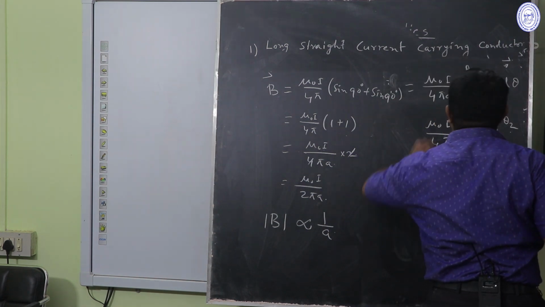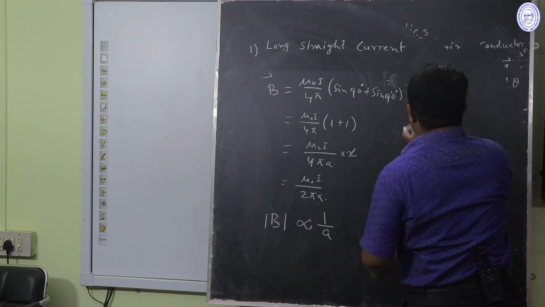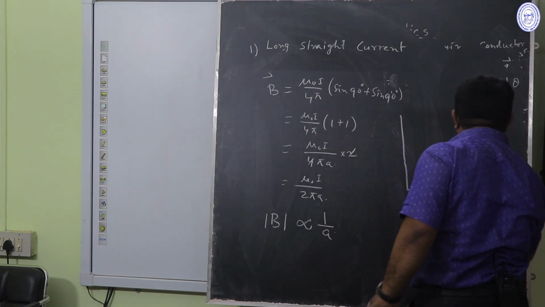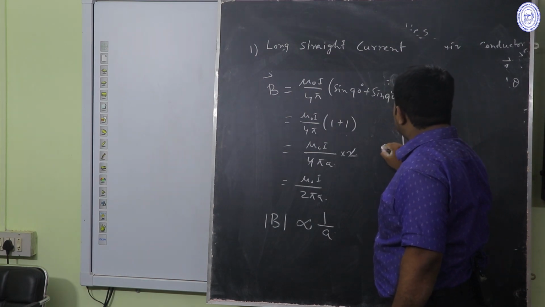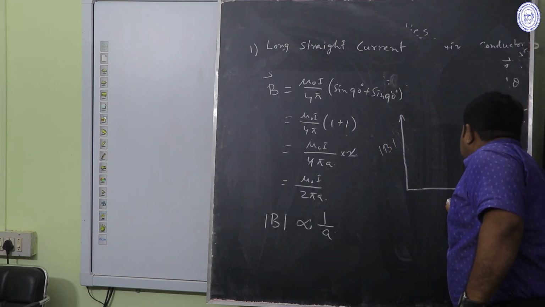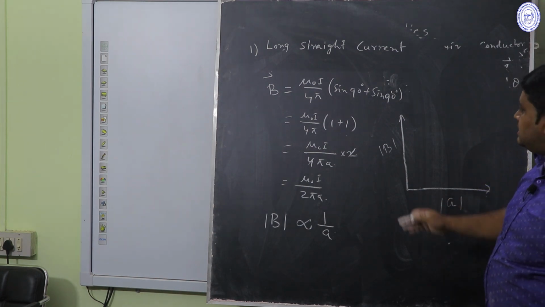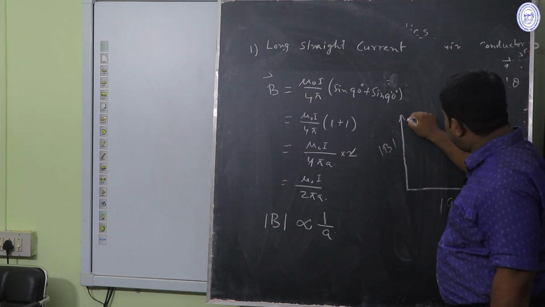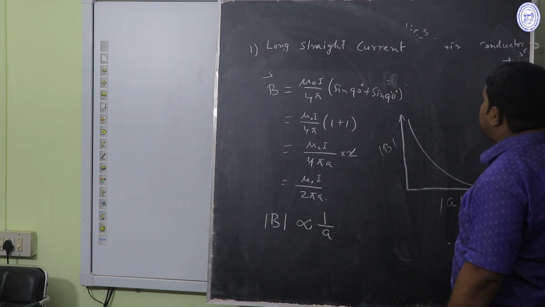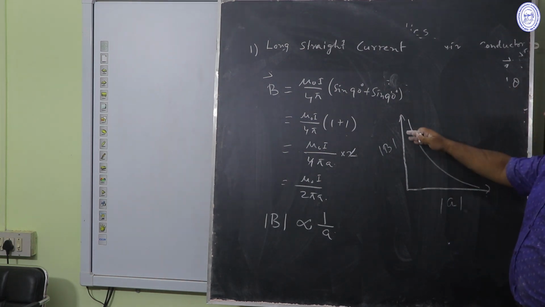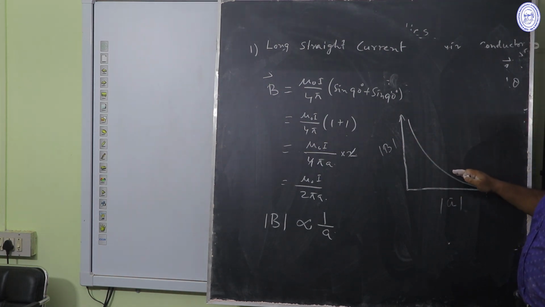If we plot the magnetic field along the y axis and the distance along the x axis, the nature of the curve is like a rectangular hyperbola. That means with increasing distance the magnetic field is decreasing.